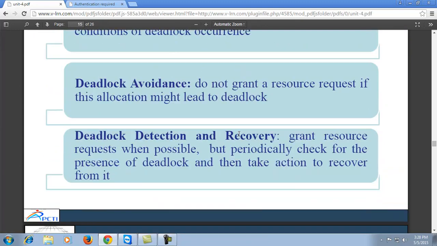Now the next is deadlock detection and recovery. Grant resource requests when possible, but periodically check for the presence of deadlock and then take action to recover from it. At a fixed period, or after some duration of time, the system has to check after allocation of resources whether a deadlock condition has occurred, and try to resolve that problem, because this kind of problem may cause n number of processes to wait for acquiring that particular resource.